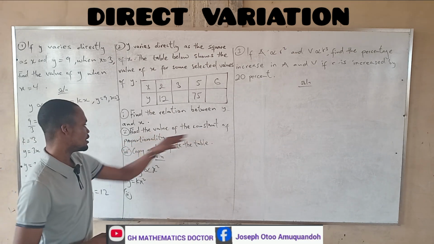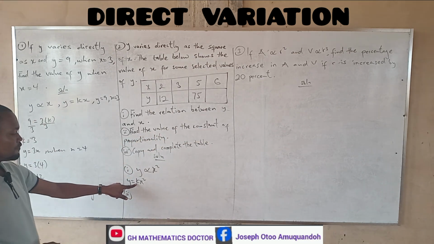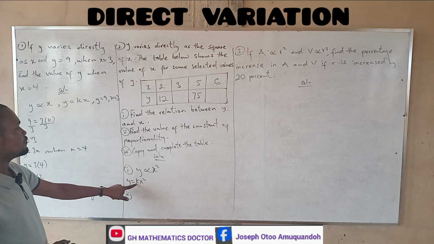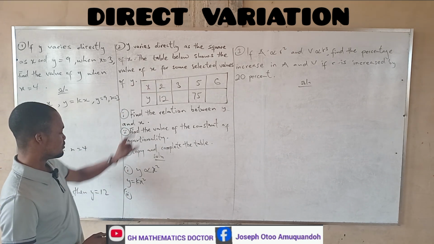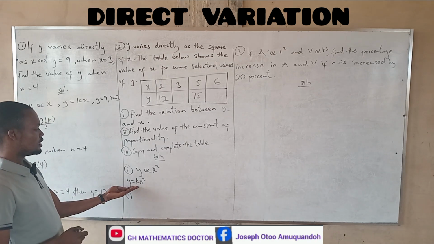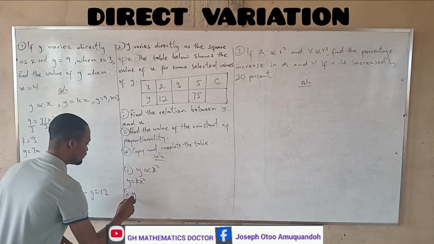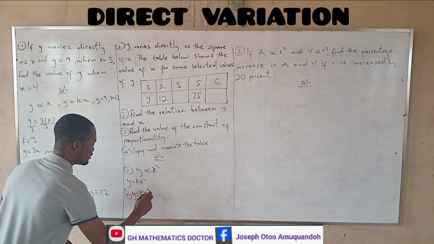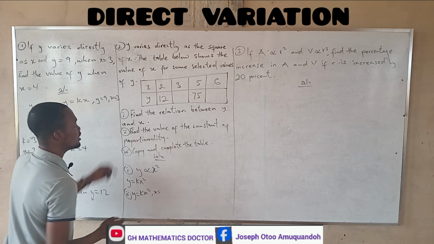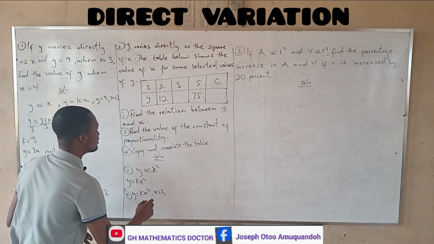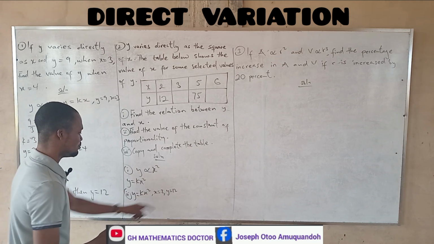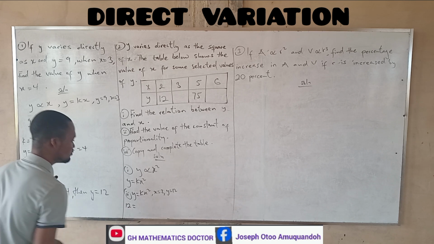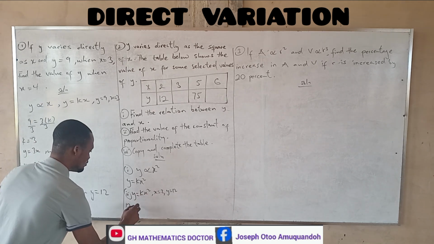Find the value of the constant of proportionality, which means they are asking us to find the value of k. With the value of k, we need to take a pair of values from the table and substitute within the relation to get the value of k. So we have y equal to kx squared. We choose the first one, where x is equal to 2 and y is equal to 12. So wherever you see y, you put 12 there. So you have 12 equal to 2 squared times k.